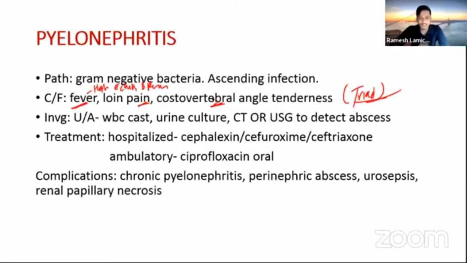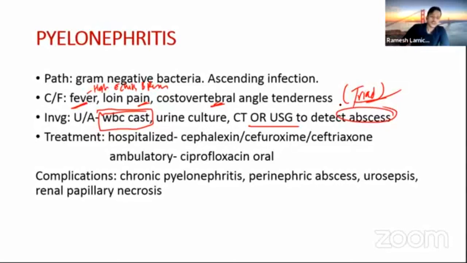So this is a typical triad of pyelonephritis. On urine analysis, the most important thing found is WBC casts. This is not present in cystitis or urethritis, but is present in pyelonephritis. So you can find WBC casts, and you can do CT or USG to detect abscess. Long-standing pyelonephritis doesn't resolve and forms an abscess. So to exclude or detect abscess, we can give CT or USG.